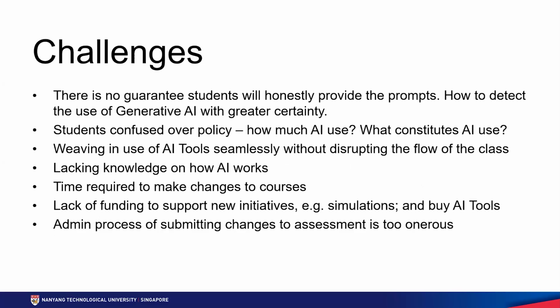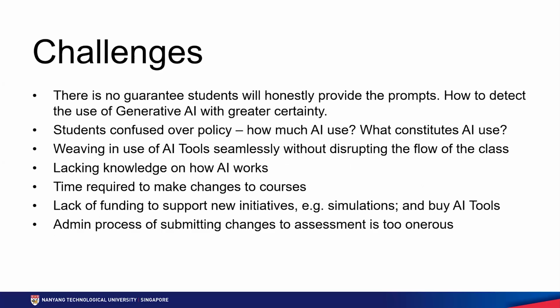Other challenges. It seems there's no guarantee that students will honestly provide the prompts, even though they were told to do so. Some students appear to be confused over the policy. There's a question of how much AI use, what constitutes AI use. Weaving in AI tools seamlessly without disrupting the flow of the lesson: how do I do that? How do I weave in AI tools? How do I use it without actually disrupting what I'm doing, right?